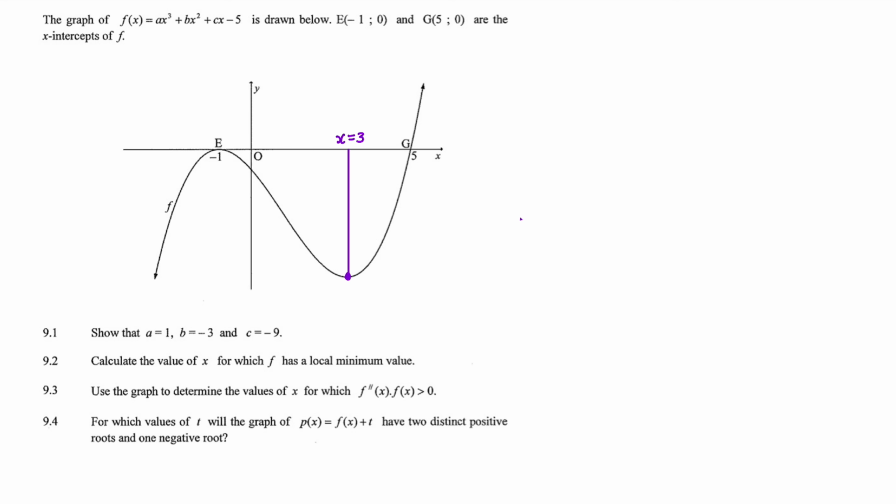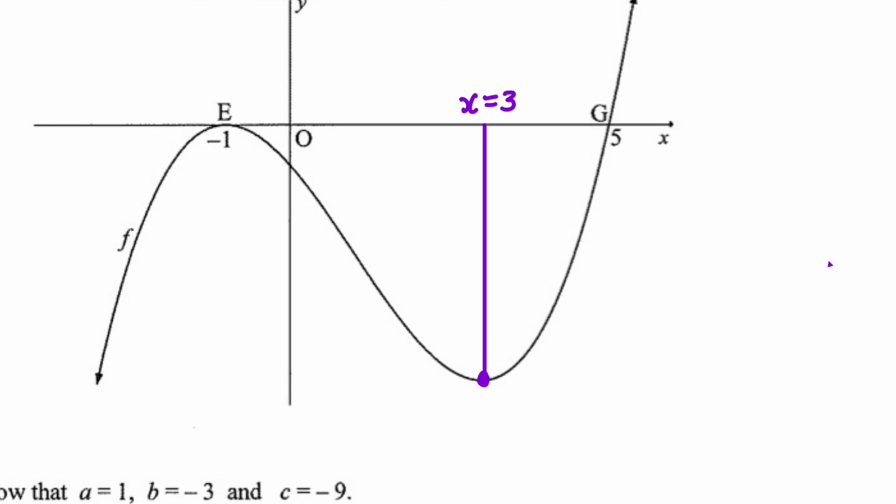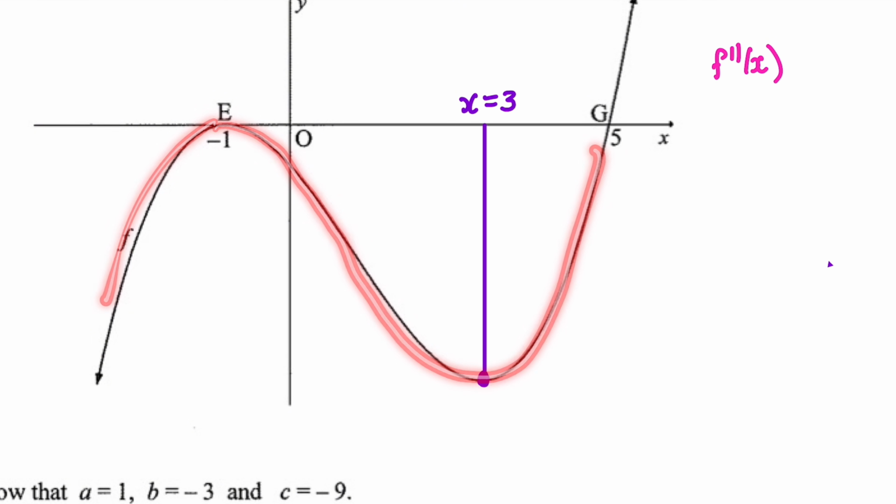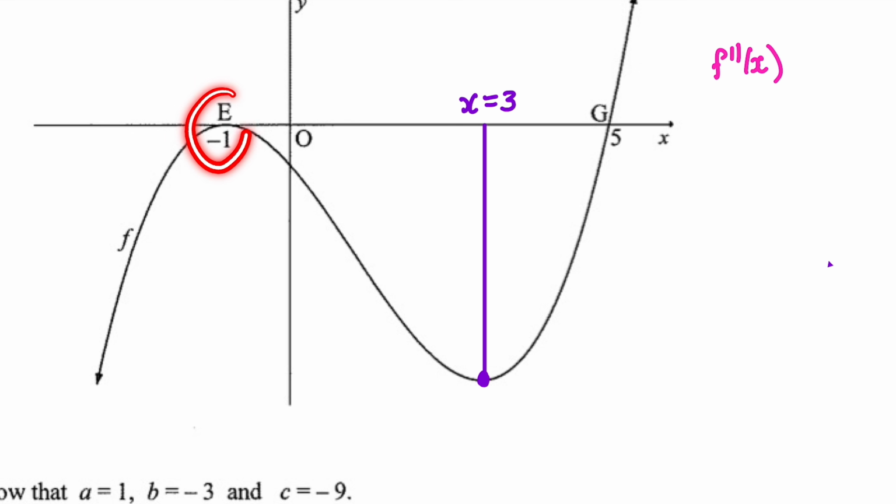Question 9.3. Use the graph to determine the values of x for which f''(x) times f(x) would be bigger than 0. It says use the graph, so let's look at our graph. First we need to understand that f''(x) is referring to the point of inflection. The point of inflection is where concavity changes in our curve, and that will be the point exactly in the middle of our stationary points.